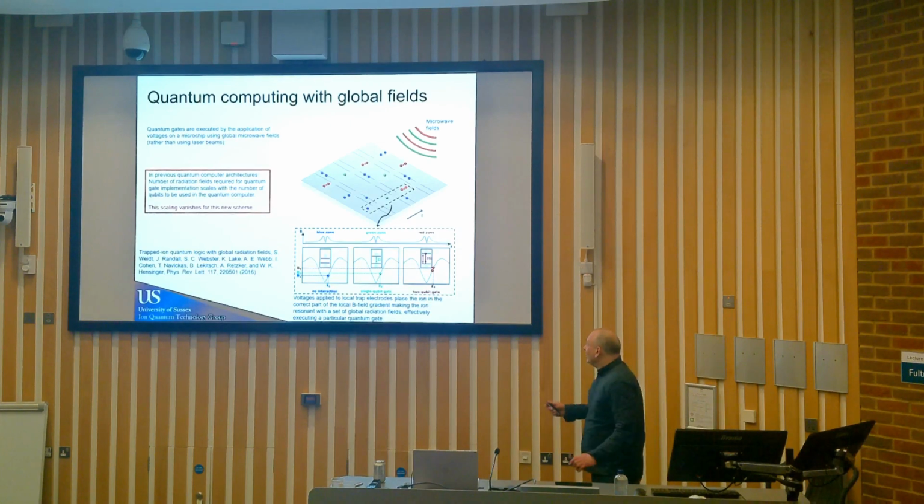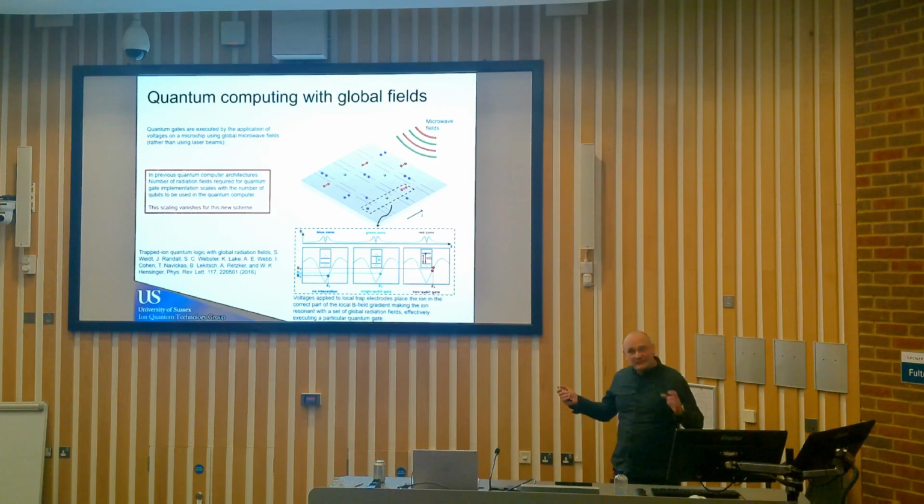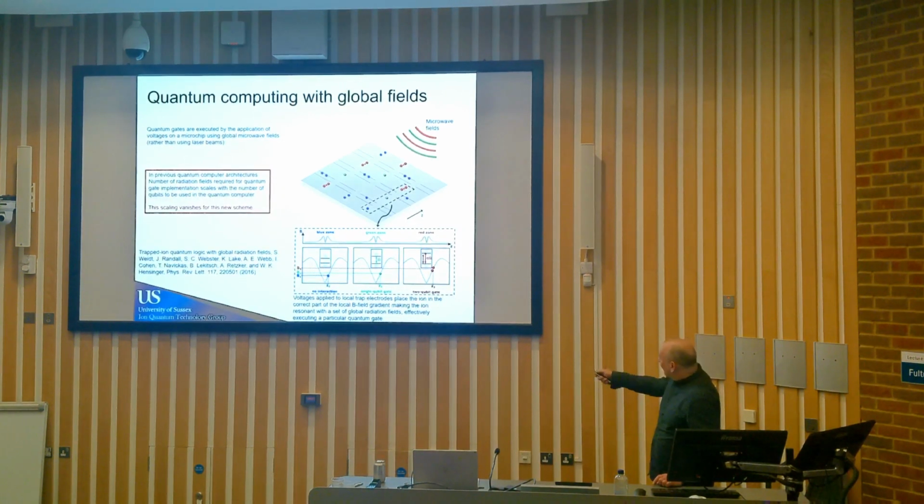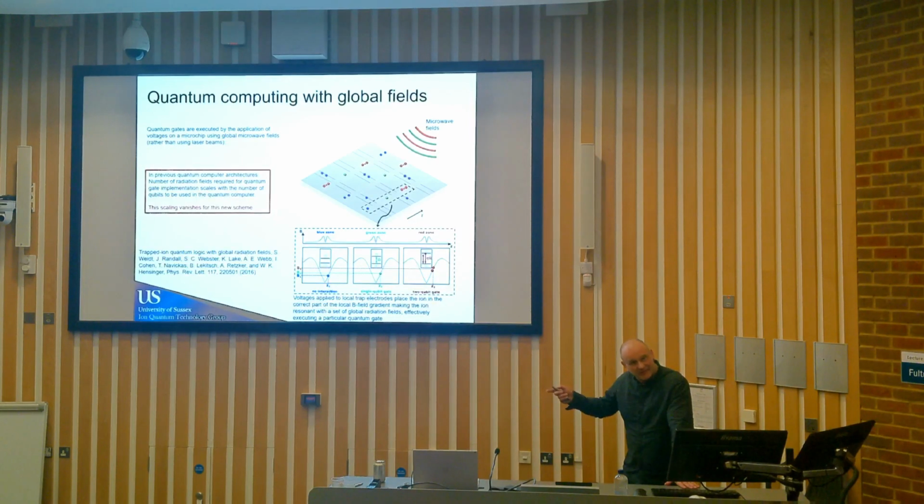So essentially for each type of gate we need a set of microwave fields. For example, if you have one ion and you want to do a single qubit gate, you might need one microwave frequency.